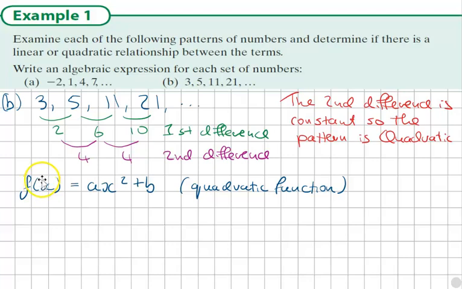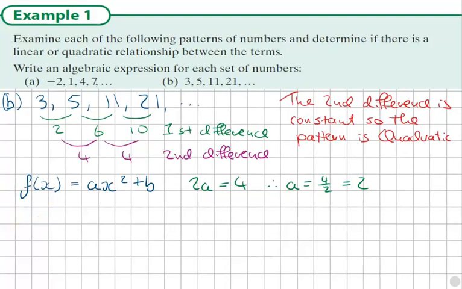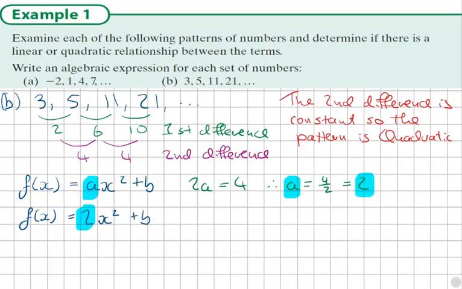So our function is in the form of f of x equals ax squared plus b. So it's a quadratic function. So 2 times a is equal to 4. So a is going to be half of 4. So 4 divided by 2 is 2. So to work out the coefficient of x squared, we just divide the second difference in half. So half of 4 is 2. So now we know what our a value is. So our function is f of x equals 2x squared plus b.